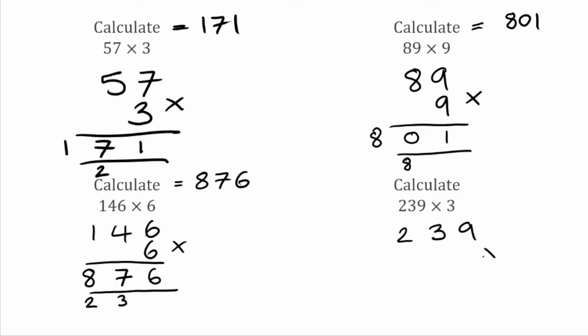And then finally, we have 239 multiplied by 3. So again, starting from the right, we have 3 times 9, which is 27. So 7 here, carry the 2. We then have 3 times 3, which is 9. Add on the 2 is 11. So 1 in this column and a 1 in this column. We then have 3 times 2, which is 6. Add the 1, gives us 7. So our final answer here would be 717.